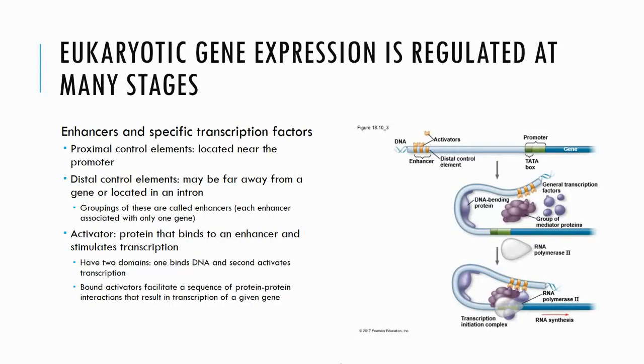Enhancers, next we'll look at enhancers and some specific transcription factors. Proximal control elements are located near the promoter. Distal control elements may be far away from that gene or located in an intron. And groupings of those are called enhancers. And each enhancer is only going to be associated with one gene. Not many, just the one.